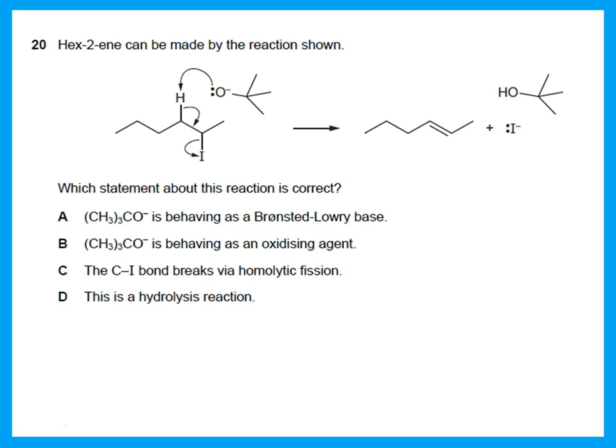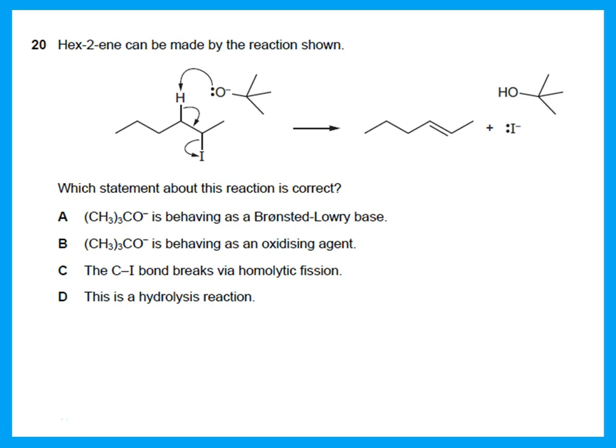Hex-2-ene can be made by the reaction shown. Which statement about this reaction is correct? Okay, so first of all, what is happening here is the CH3CH2O minus behaving as a base or as an oxidizing agent? Well, this is something that accepts a proton, and we said if it accepts a proton, it is acting as a Bronsted-Lowry base. If he says the C-I bond breaks homolytically, no, it doesn't.